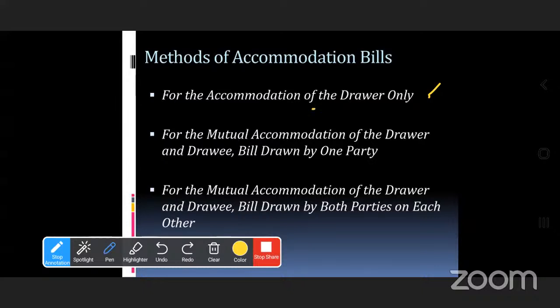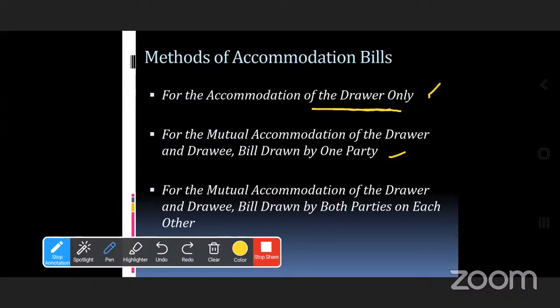The bill proceeds are utilized exclusively by the drawer or the maker of the bill. Prior to the due date of the bill, the maker or the drawer of the bill directs the due amount of the bill to the drawee, who respects and honors the bill. And the other method is for the mutual accommodation of the drawer and drawee, bill drawn by one party.